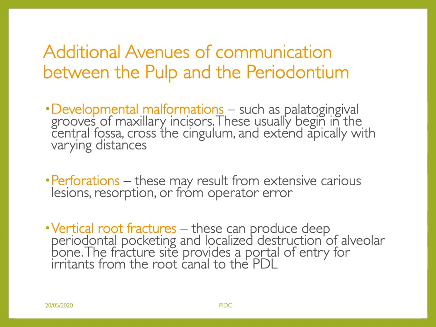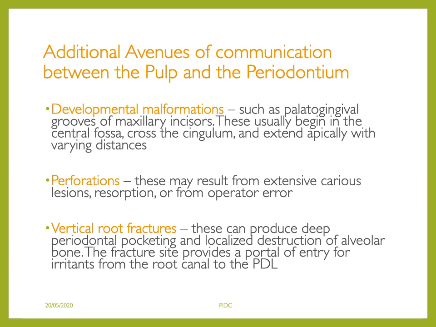Additional avenues of communication between the pulp and periodontium. Developmental malformations such as palatogingival grooves of maxillary incisors. These usually begin in the central fossa, cross the cingulum, and extend apically for varying distances. Perforations. These may result from extensive carious lesions, resorption, or from operator error.